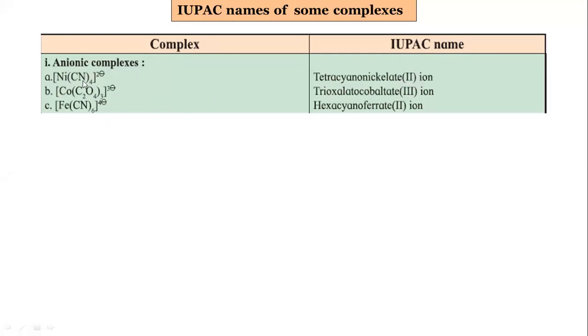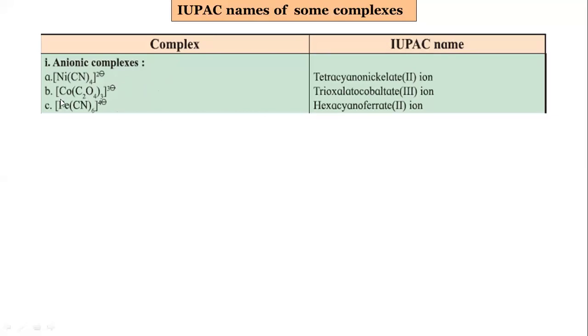And I already told you how to calculate the oxidation state. It is also given in these notes. If you didn't understand, you can call me, I will explain again. But it is very easy. The formula is there. It is the algebraic sum of the oxidation state of the metal and the oxidation state of the ligands. So we have to see this is 2 minus, so the charge will be 2.